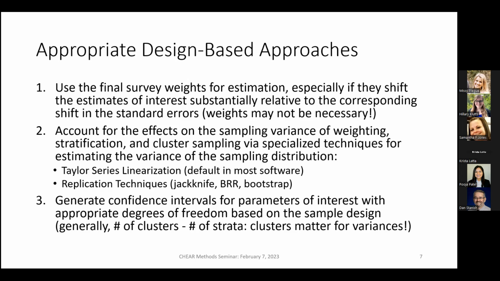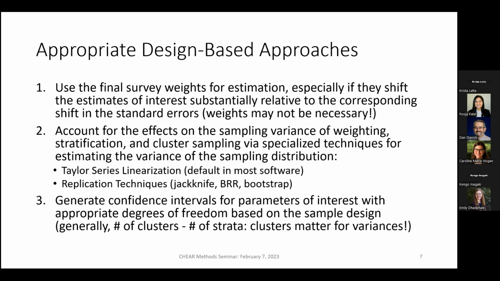What some data producers will do is instead give you so-called replicate weights. So you might see a data set with 100 additional weights added to it. These are typically weights that are designed to implement jackknifing, balanced repeated replication, or bootstrapping. And it's very easy to specify those replicate weights in the software.